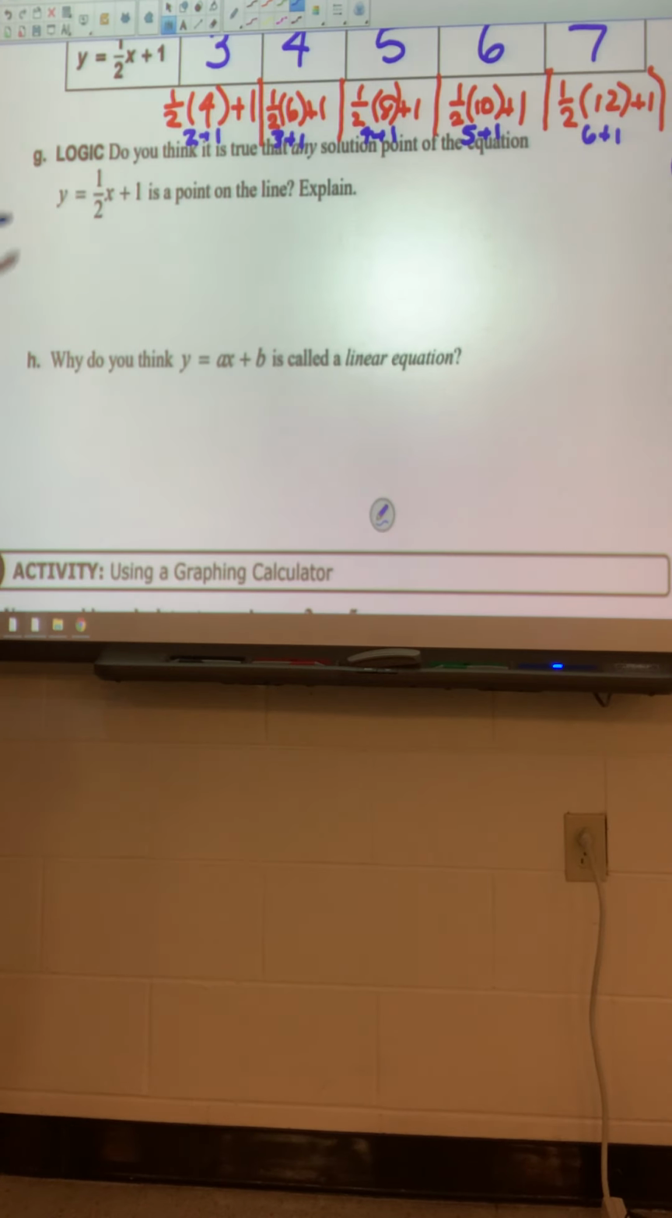All right, so let's skip this one, but what do you think, or why do you think y equals ax plus b is called a linear equation? What do the solutions create? A line.